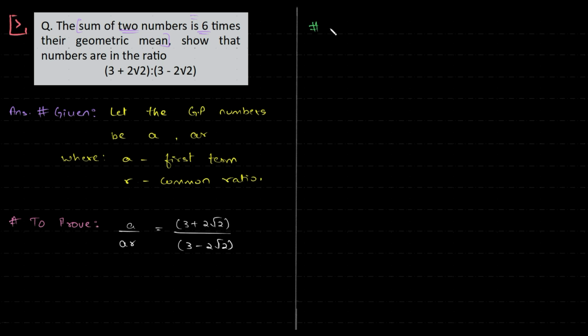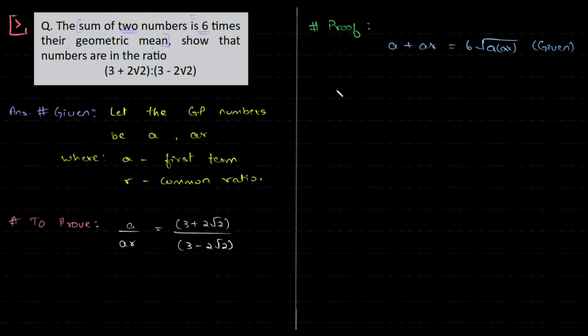Now the proof. So we have been given that the sum of the two numbers, a plus ar, is 6 times the geometric mean. This has been given. So what can we do with this? And this is nothing but ar. So the geometric mean between two terms is the square root of the product of those numbers, is it not?